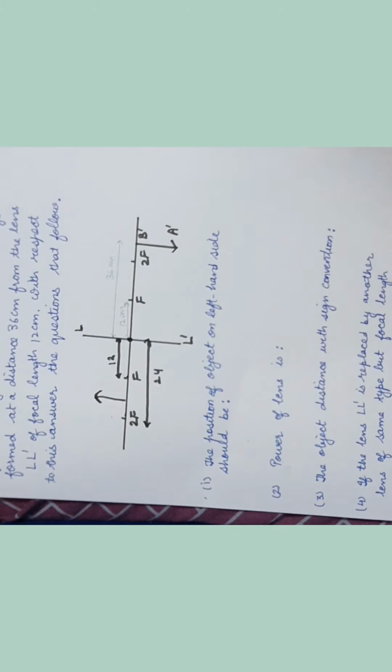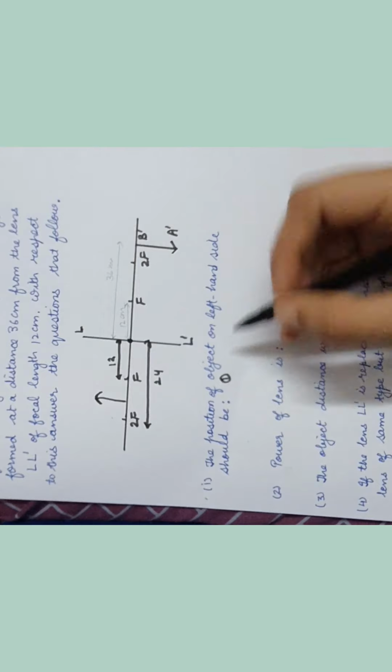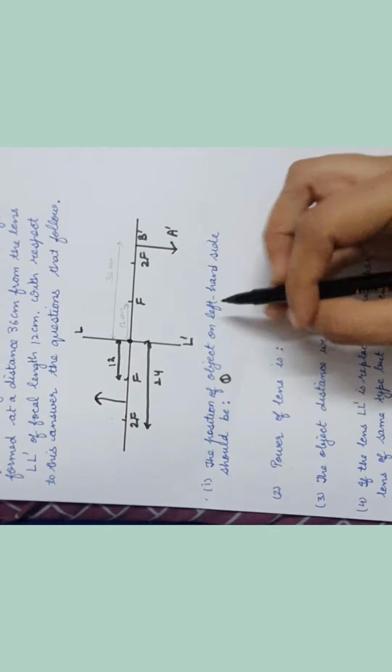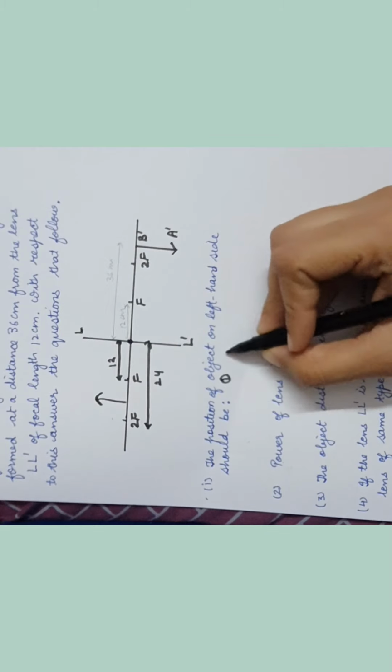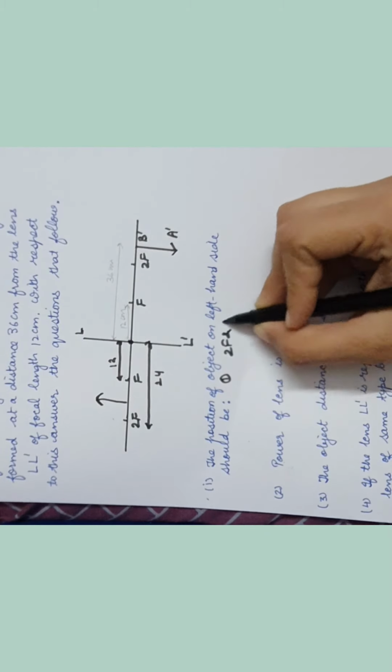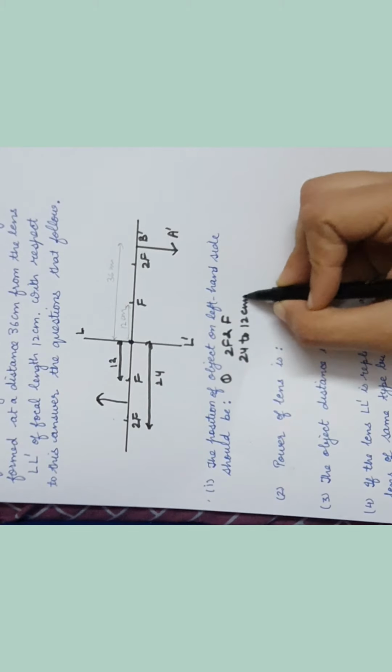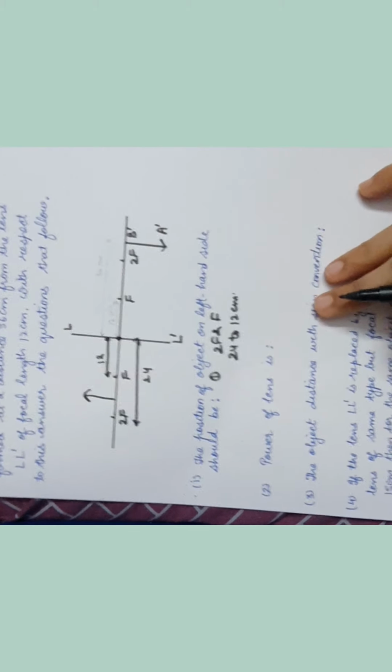So I can say, one of the options given, you can check the answer. The answer would be, for this case, that the object should be between 2f and f, that is between 24 to 12 centimeter. Right, this is the answer for the first part.